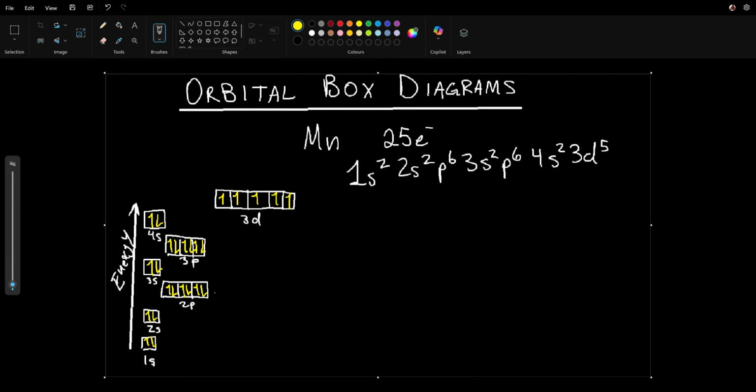So if we count it up, we'll see that we have 25 different electrons, and this basically just shows that with manganese, these are the different sublevels and energy levels in which we are most likely to find electrons.